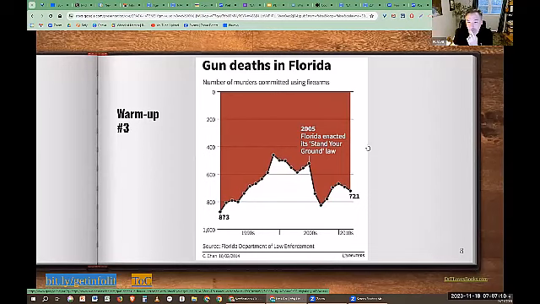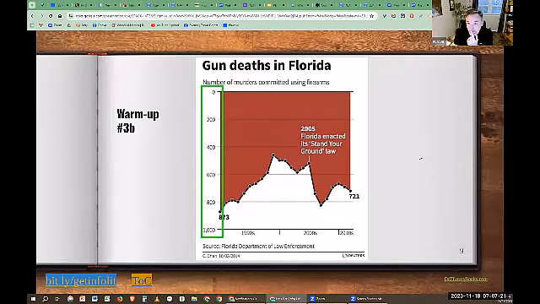So Jamie's paying close attention. Seems like once we get this law in place, deaths go down, right? But here's the thing. If we look carefully, the axis on this graph is opposite of what we would expect. Zero is at the top and the high numbers are at the bottom. So the graph, if we don't look at the axis, seems like once this law passed, deaths went down.